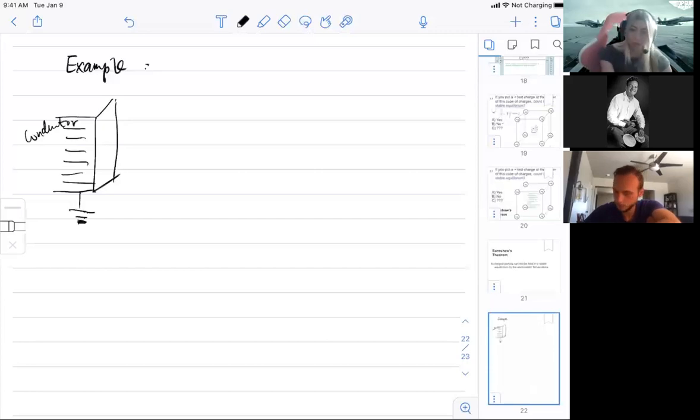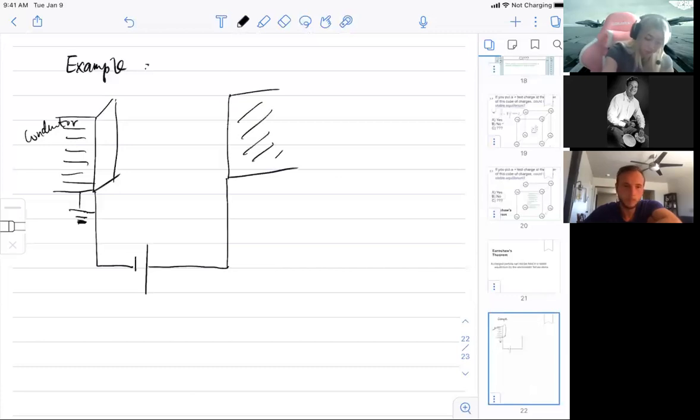And you're keeping a potential difference between this conductor and another conductor on the right-hand side. The potential difference you kept is V naught, and the distance between them is D. And the question is, what is the V in between? Can you solve for V in between?